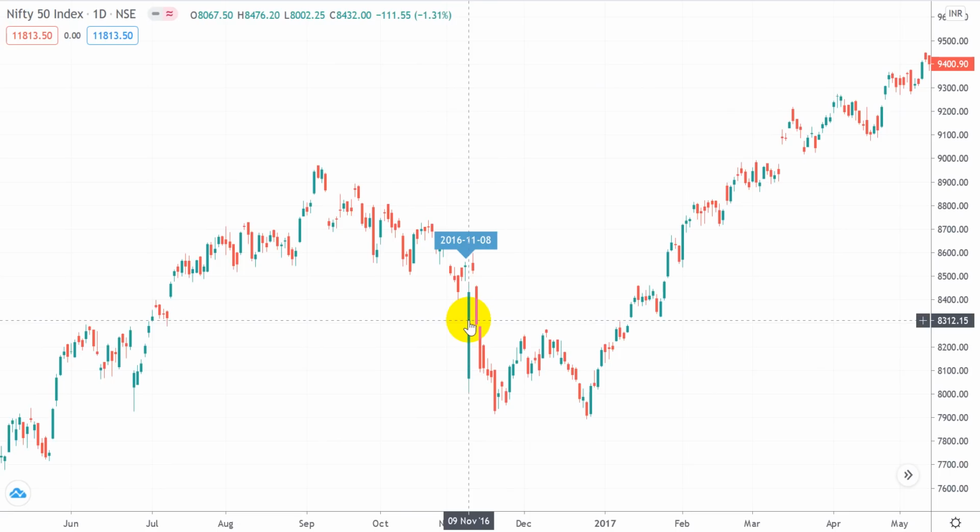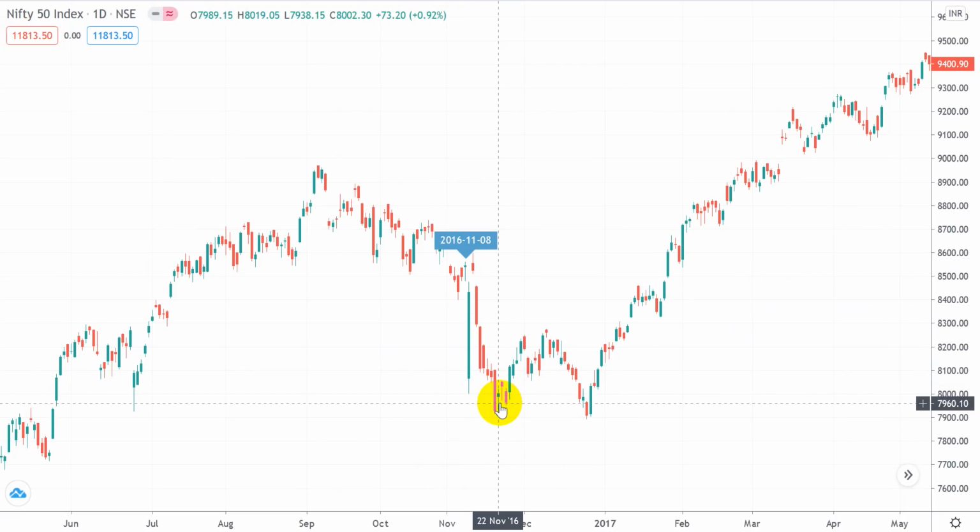So in 2016, we opened with a huge gap down. The next day, again, you see a top was made, and from there a good trending move was seen on the downside. Right. So basically, we are going to see a trending move.